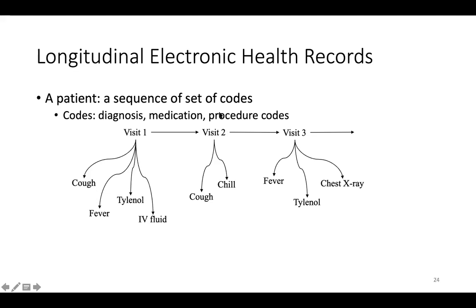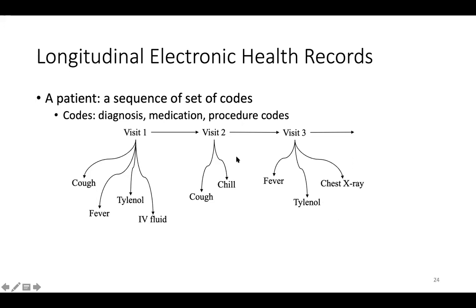Like the time gaps are irregular, obviously, because you don't visit the hospital at a regular interval. So maybe a few months or a few years after the second visit, you make a third visit to the hospital, and this time you have fever and you get prescribed Tylenol, and then you take an X-ray just as a precaution, something like that. So this would be a typical outpatient record.